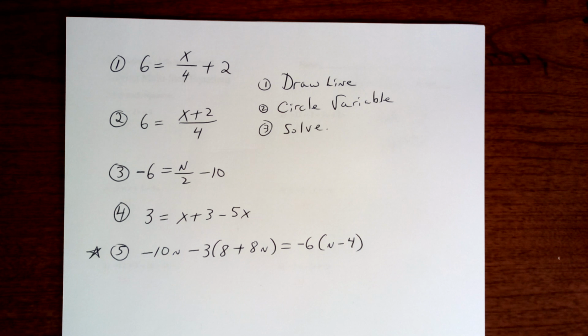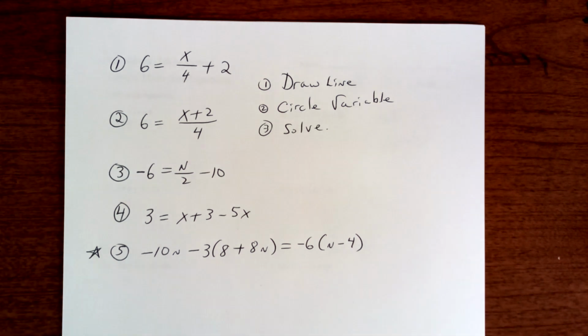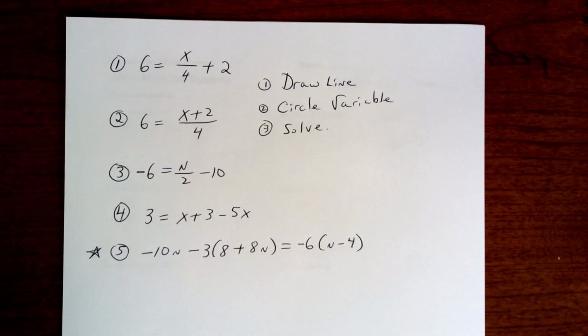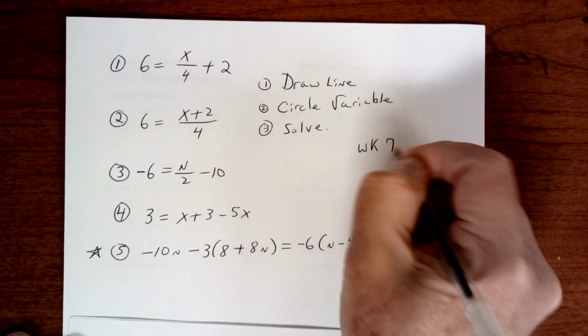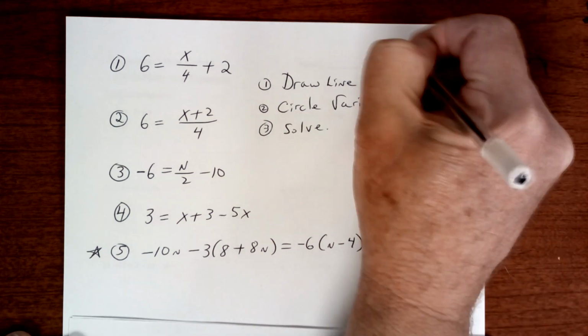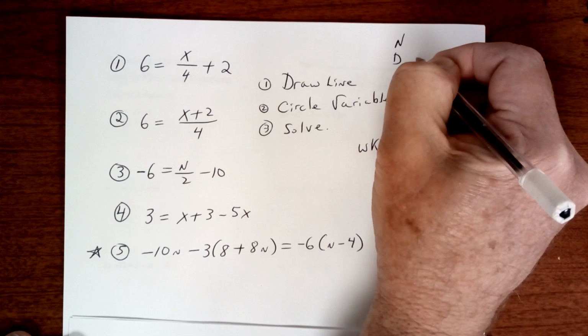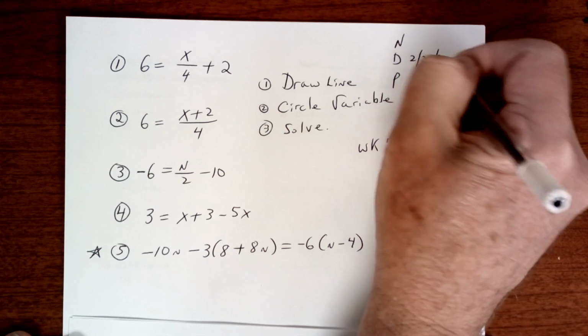Well, what I want you to do is to draw your line and circle your variable. I want everyone to do that. So let's take a look. And by the way, this is week 7-3. I want name, date, and period. Today is the 21st of 24.